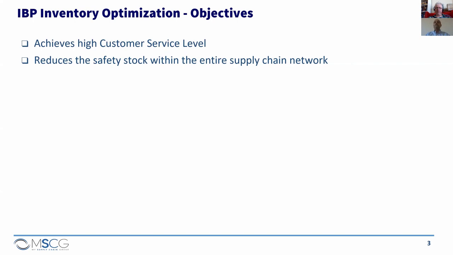So what kind of objectives do you have when you do inventory optimization with IBP? With IBP inventory optimization, we can achieve very high customer service levels while reducing the safety stock within the entire supply chain network. It will do planning like MRP. It will blow up the bill of material, and you can see safety stock at each location across the supply chain for finished product as well as components.